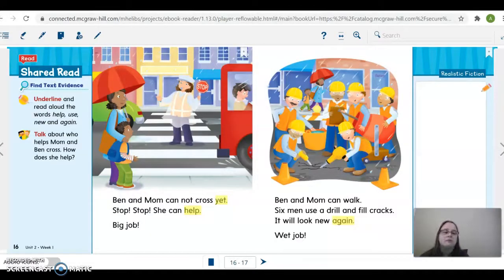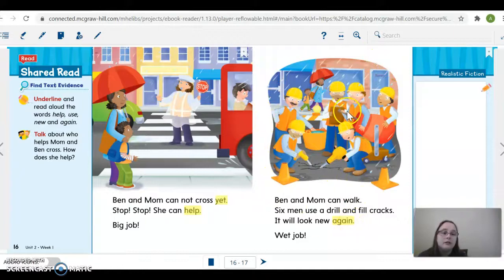Okay, friends, so we're gonna go ahead and move on to the next page right here. Ben and Mom can walk. Six men use a drill and fill cracks. It will look new again. Wet job.